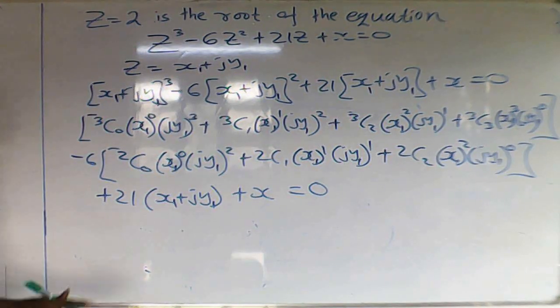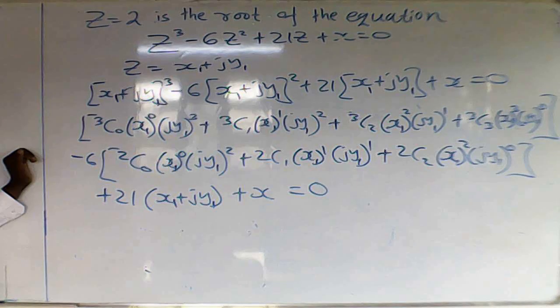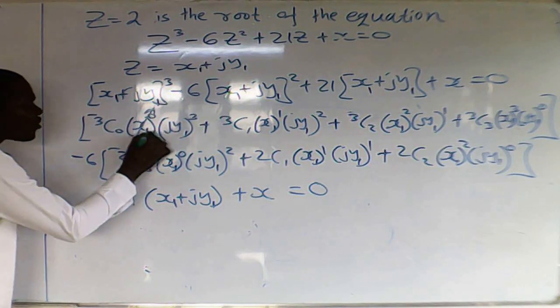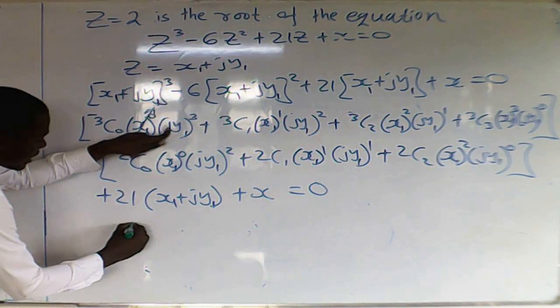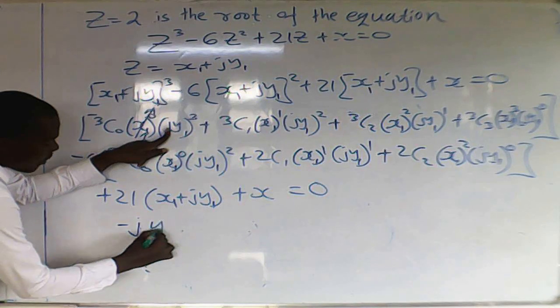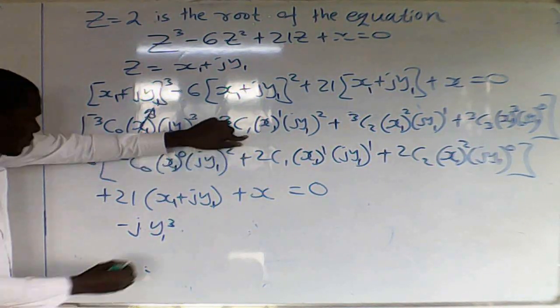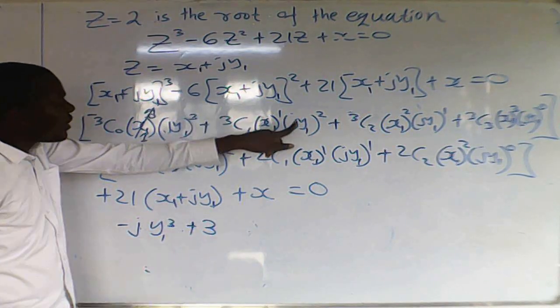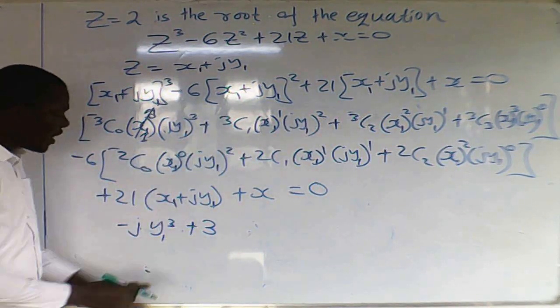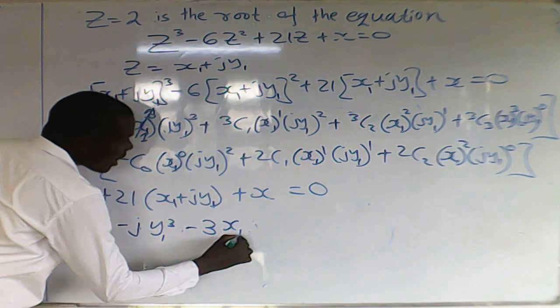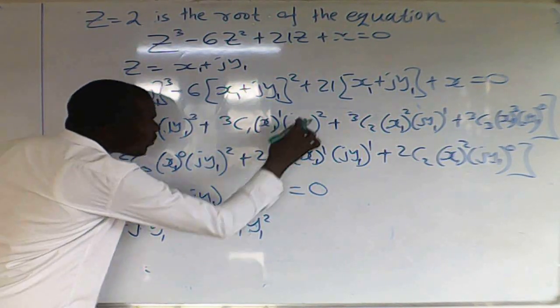3 combination 0 is 1, isn't it? j raised to power 3 is negative j, isn't it? So we have negative j, x raised to power 0, anything raised to power 0 is 1, isn't it? So here we have negative j, y1 cube, isn't it? Then move. 3 combination 1 is 3. j squared is negative, so it changes this to negative, isn't it? Then here we have x1 raised to power 1, y is raised to power 2.